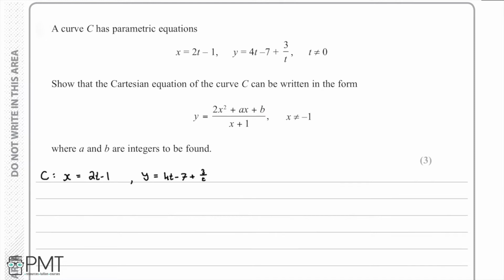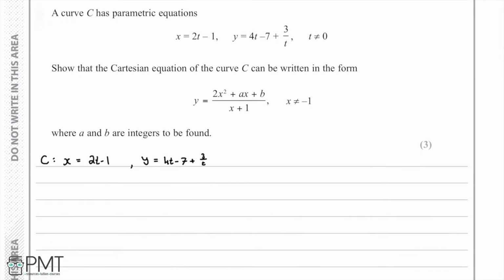So the first step, we've got our equations written out here, and what I'm going to do first is rearrange this expression for x, but this time get it in terms of t. So we'll write that as x plus 1 is equal to 2t, and then to isolate this t on its own, we're going to divide by 2. So that means that t is equal to x plus 1 divided by 2. The next step is going to be to substitute this expression for t into this equation for y.